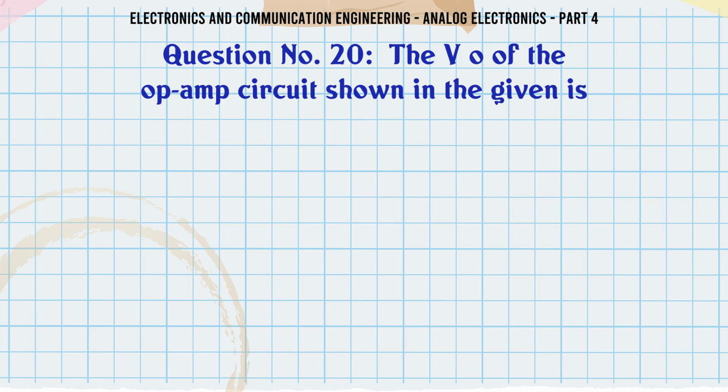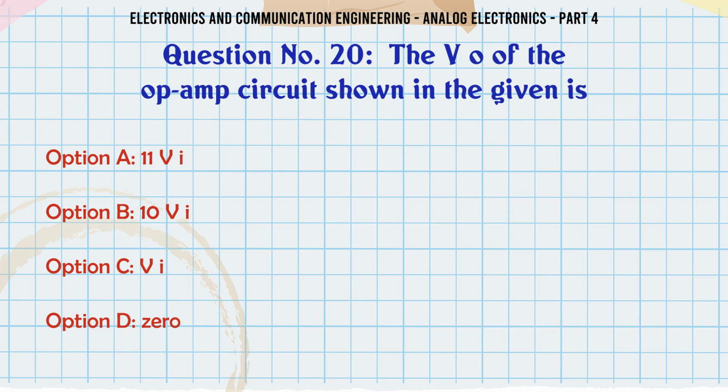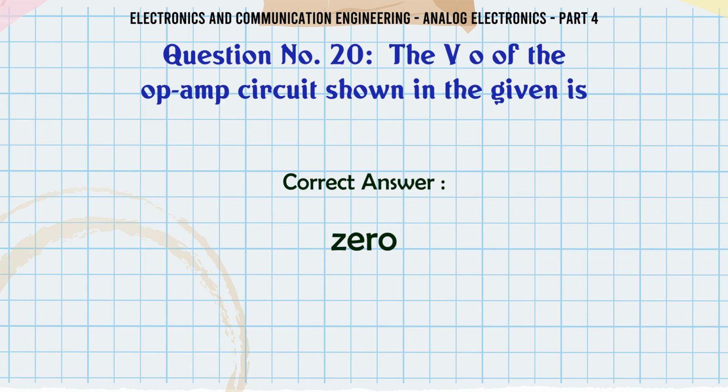The VO of the op-amp circuit shown in the given figure is: A. 11Vi, B. 10Vi, C. Vi, D. 0. The correct answer is 0.